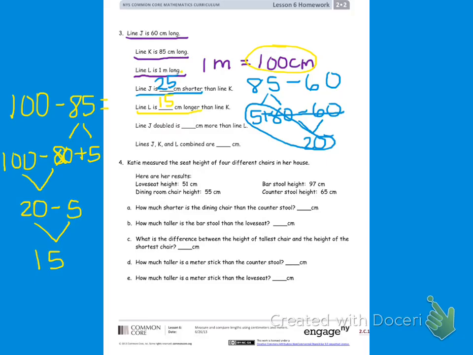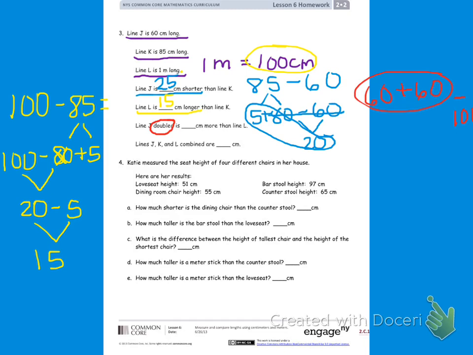Moving on with the page, we've had similar problems previously. We're looking at line J doubled is blank centimeters more than line L. Line J doubled means we see line J twice. So we're going to take 60, which is the length of line J, and add it to itself, 60, which is the length of line J. We're going to take all of that and subtract it from line L, which is 100 centimeters.